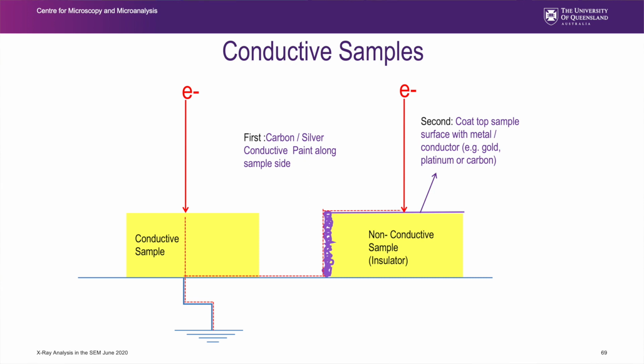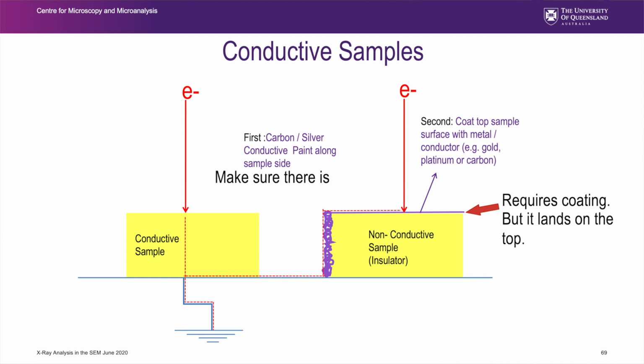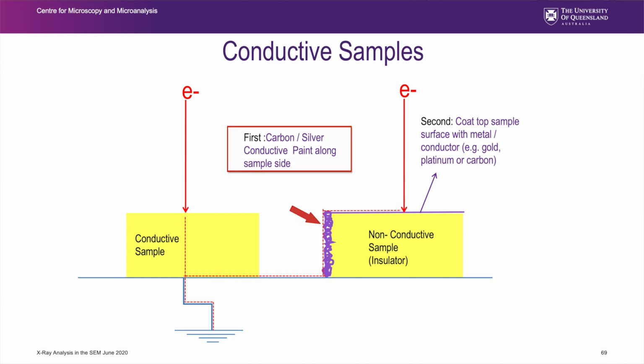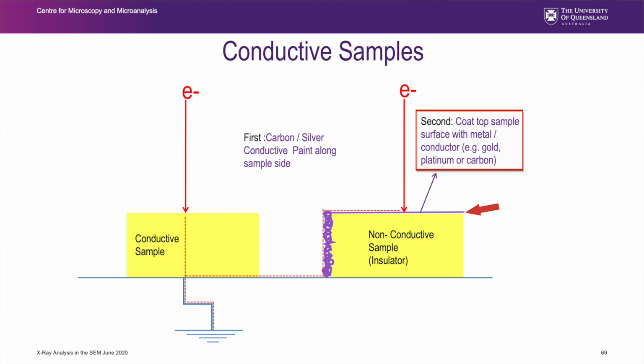Of course, if you've got a conductive specimen on the left, so the electrons flow to Earth, no problem. Non-conductive specimen like on the right, you coat it. But the coating mostly lands on the top. You've got to make sure the specimen has a path to Earth, so you might want to put some conductive tape down the side, or some conductive carbon paint. I always do the paint on the side first, and then I coat onto it to seal it in. That's the best way to do it.